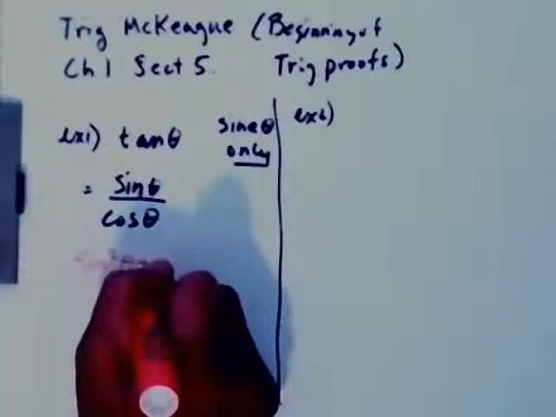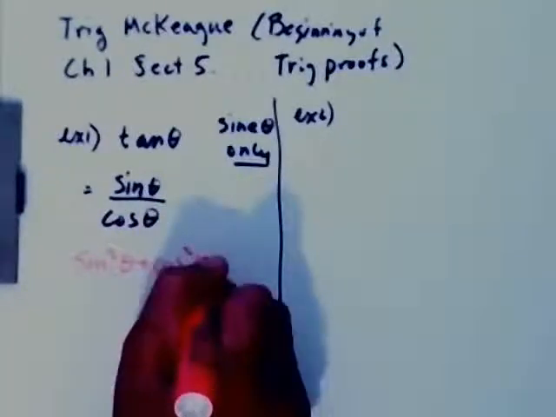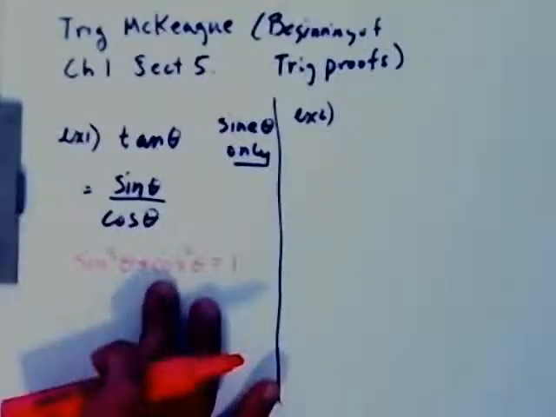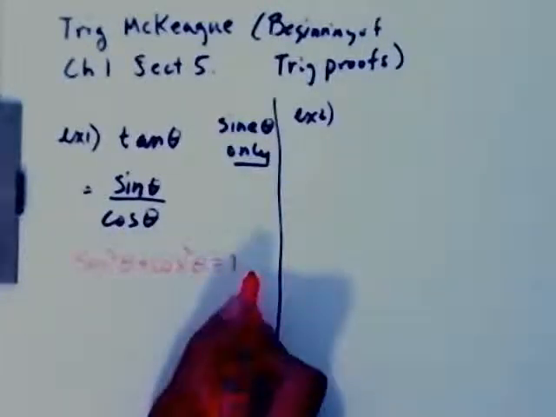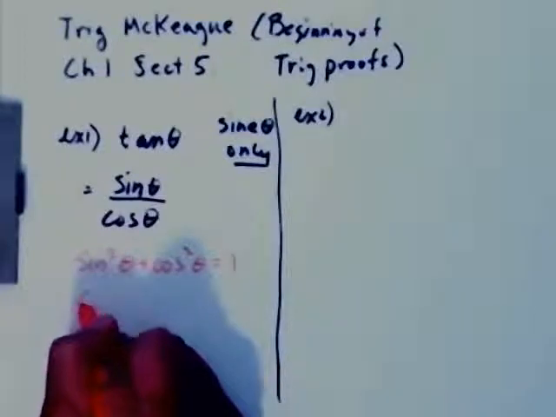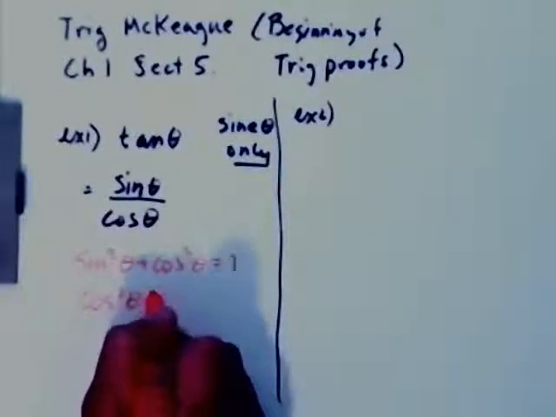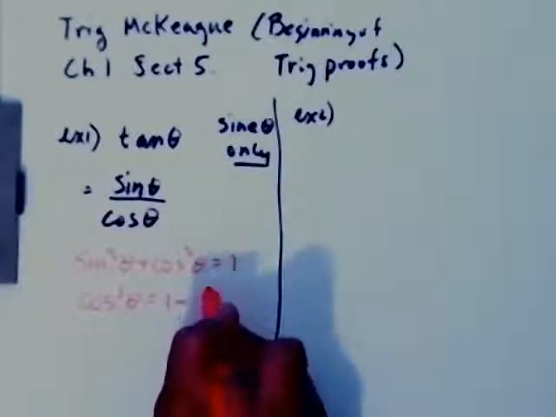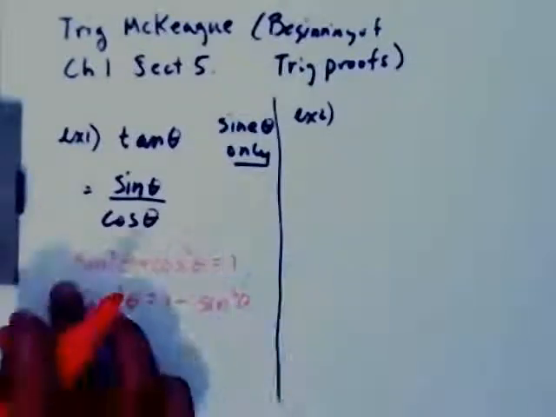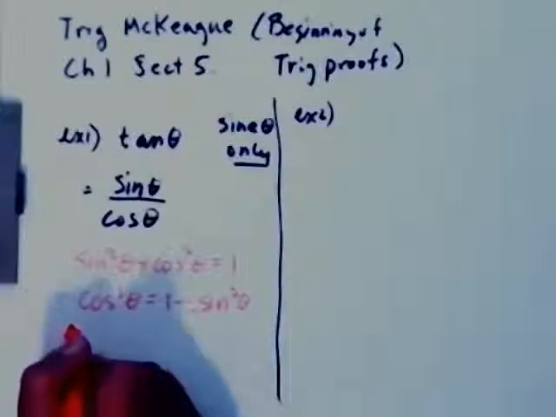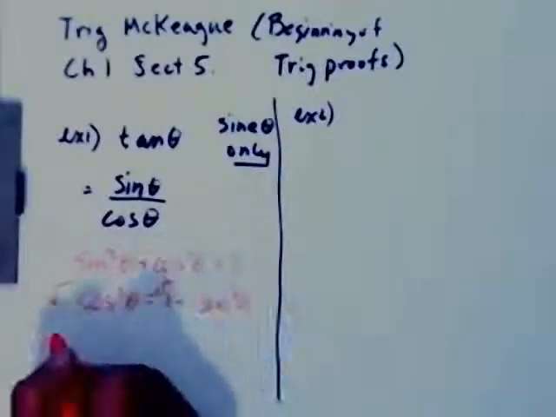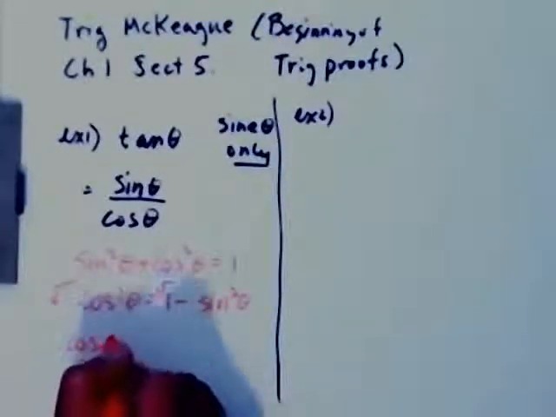Sine squared of theta plus cosine squared of theta is equal to 1. You're going to try to solve for cosine theta, okay? So we move the sine squared of theta term to the left side. Cosine squared of theta is equal to 1 minus sine squared of theta. That's pretty easy. You subtract sine squared of theta. To solve for cosine theta, you take the square root of the left side and the right side. On the left side, you get cosine of theta.